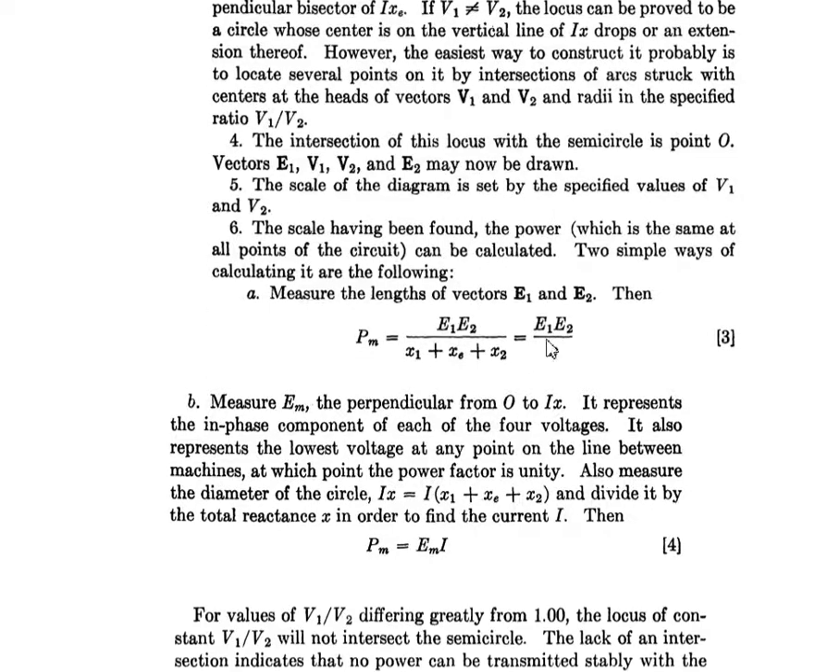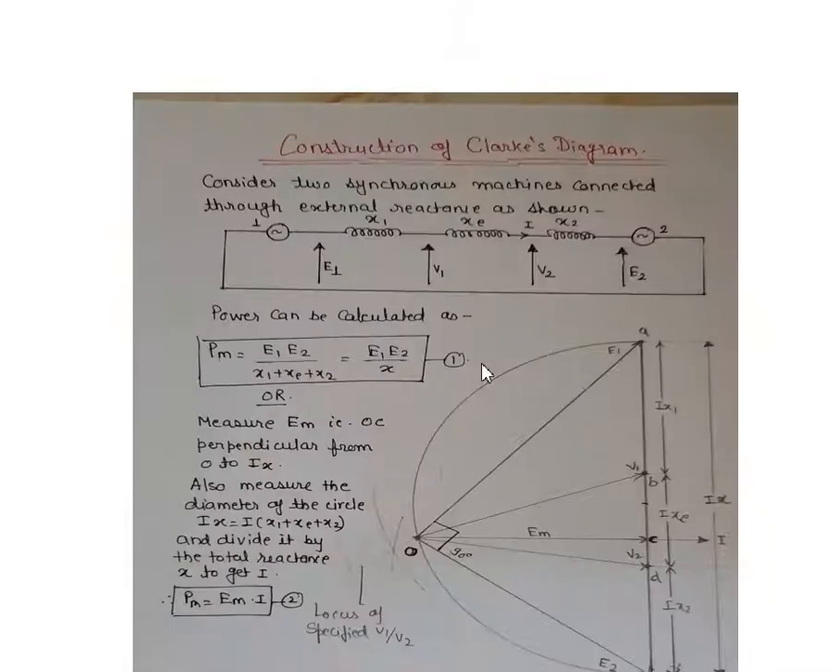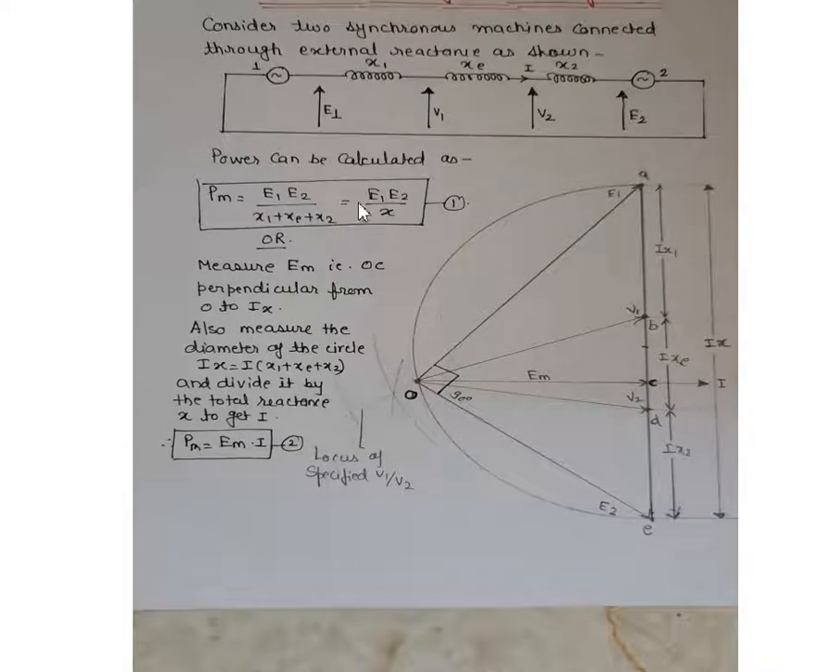The power can be calculated in two ways. What are the two ways? Measure the lengths of vectors E1 and E2. It is shown here as measure these vectors E1 and E2, and by the formula E1 E2 by x1 plus xc plus x2 we can find out the power.